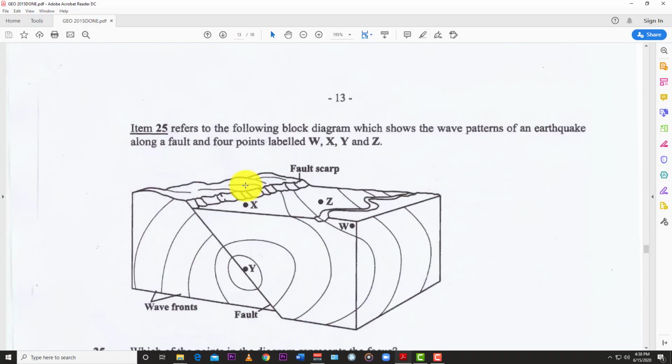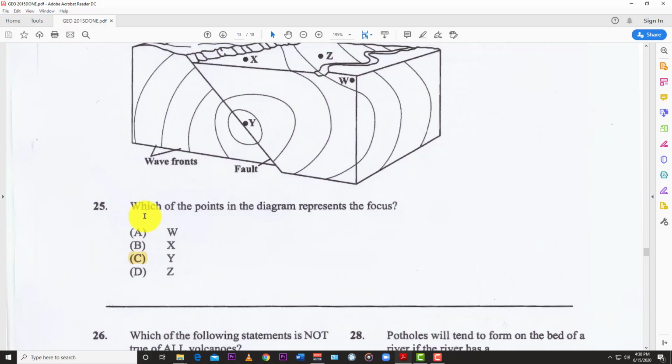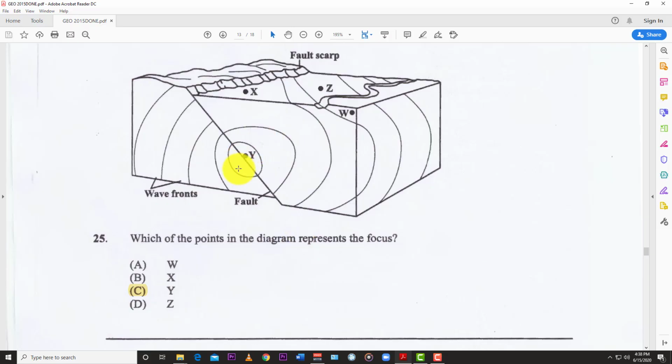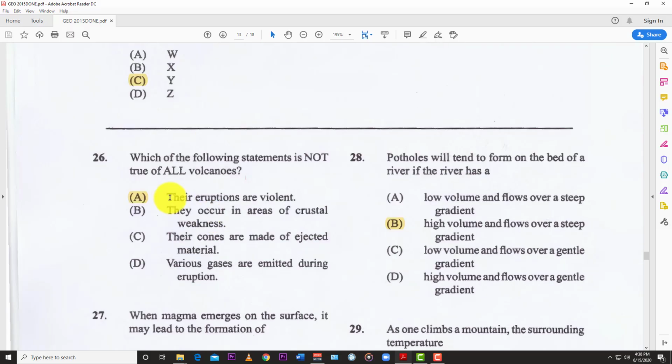Then you have 25 referred to this diagram right here. 25 refers to the following block diagram, which shows the wave patterns of an earthquake along a fault and 4 points labeled W, X, Y, and Z. So which of the points in the diagram represents the focus? Which represents the focus? And of course, you have Y representing the focus. C, Y representing the focus.